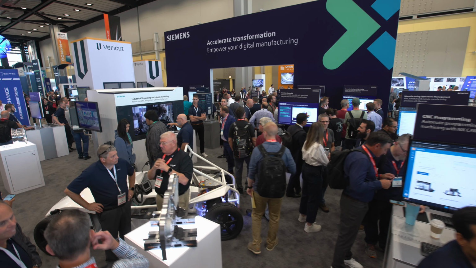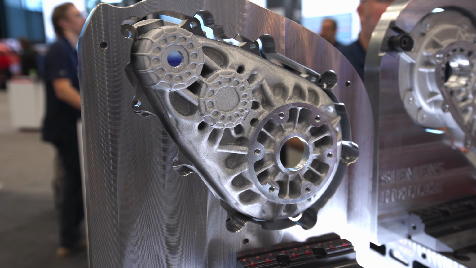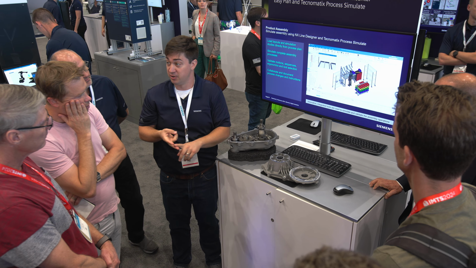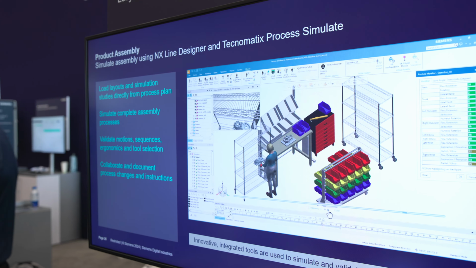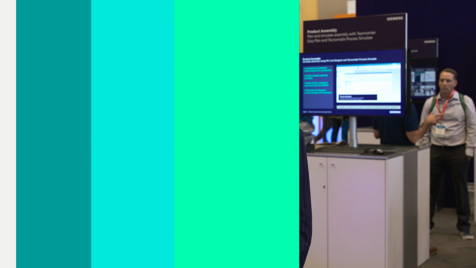We're excited to show you how we are manufacturing the next generation of components, including this transfer case that is installed here on the E-Rod displayed at our booth. In our last stage, we learned how to plan, simulate, and validate using Easy Plan, Line Designer, and Process Simulate to digitally define and validate product assembly to ensure accurate production.